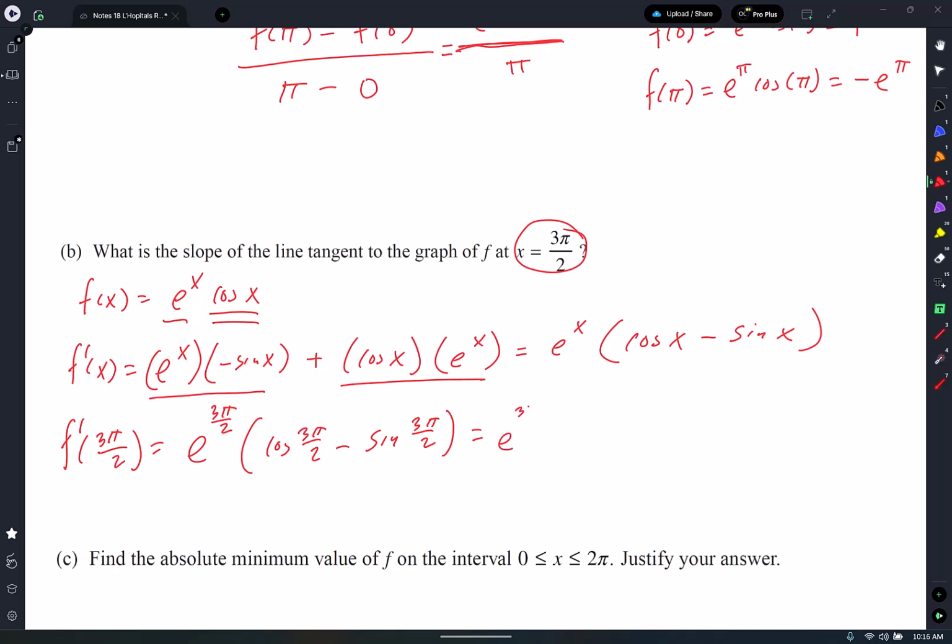e to the 3π over 2, parenthesis. What is cosine of 3π over 2? 0. Minus, what is sine of 3π over 2? -1. Minus a negative is going to turn into a plus, so my final answer is just e to the 3π over 2. There you go. And that's the merit.